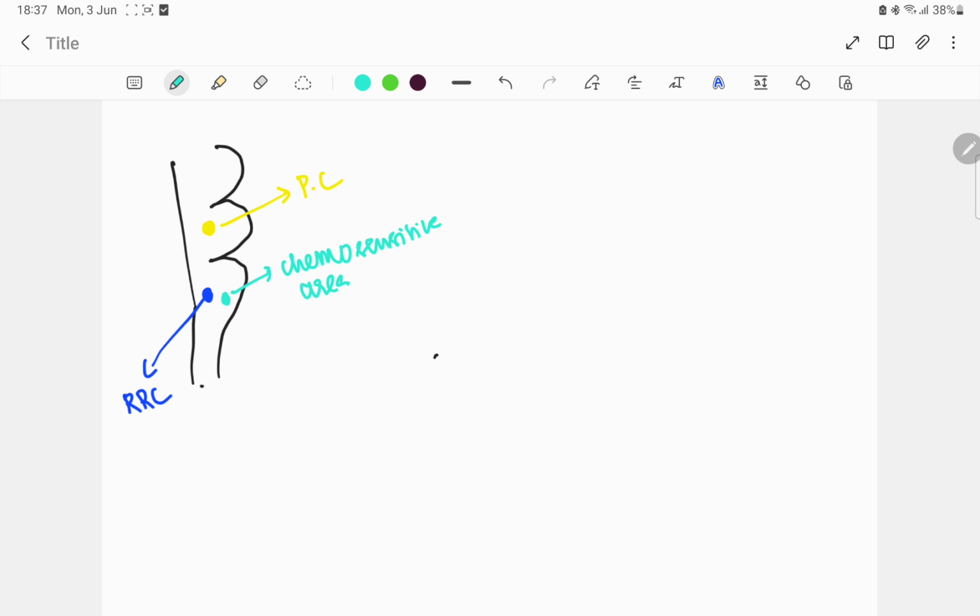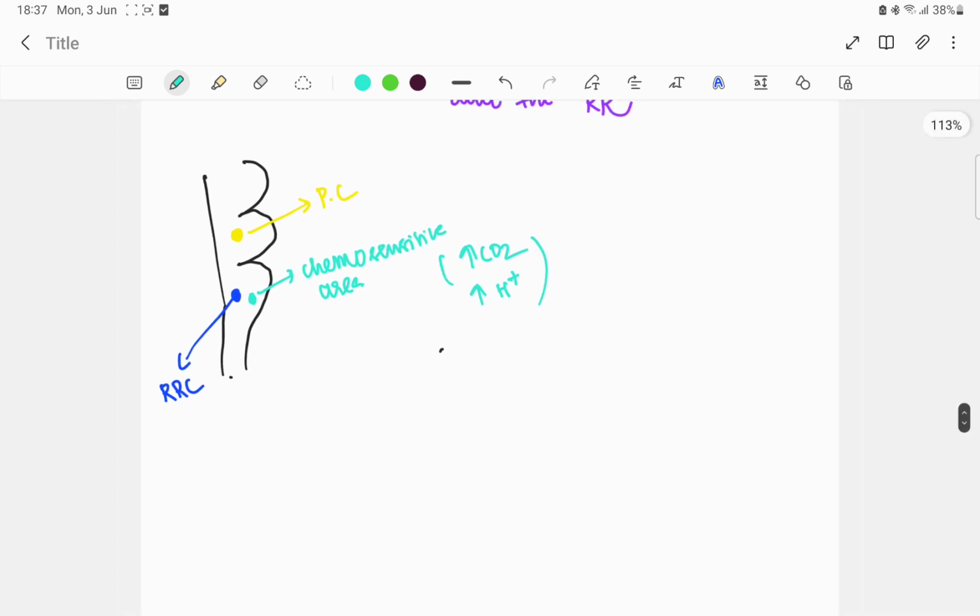So see the thing, it is a chemical center because it is sensitive to chemicals. Now the question arises, to which chemicals is it more sensitive? It is sensitive to carbon dioxide as well as hydrogen ions. So whenever these chemicals are more in our body, this center will be activated. Now I'll give you a scenario.